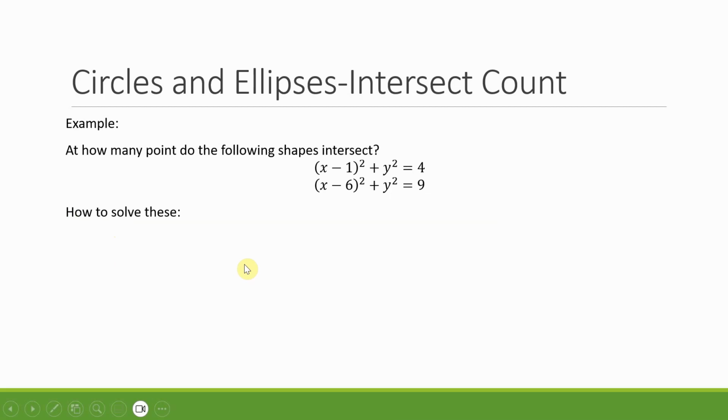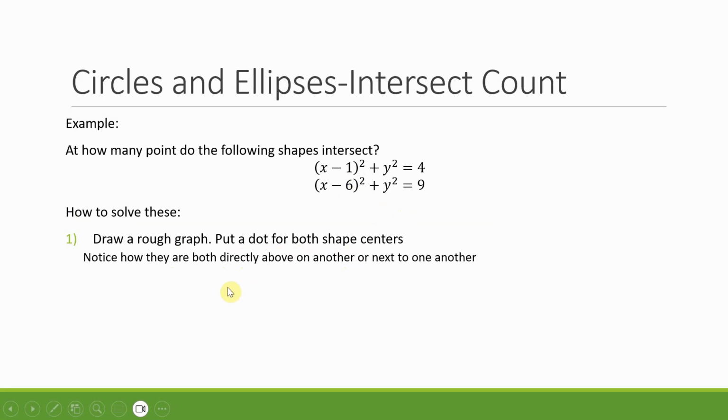First thing you're going to want to do is just draw a rough graph. You don't have to be an artist, it doesn't have to be perfect, but just draw a very rough graph and put a dot for each shape's center. So start by just finding the center of each of these. And what you're going to find is that every time I've done this, and they kind of have to in order to make them easily solvable within the time frame.